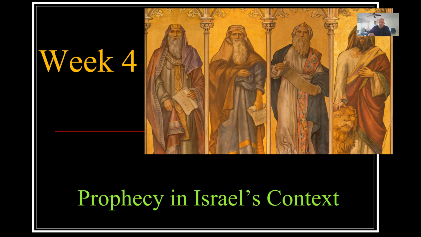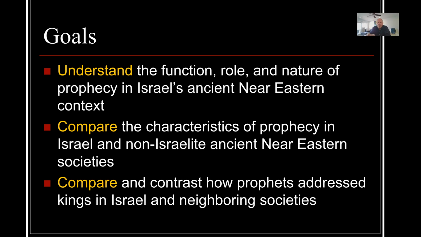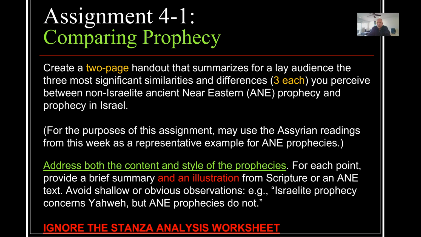Now, week 4, we looked at prophecy in Israel's context, and we were to understand the function, role, and nature of prophecy in the ancient Near East, compare the characteristics of prophecy in Israel and non-Israelite ancient Near Eastern societies, and compare and contrast how prophets addressed kings in Israel. And that last part was central to the way you answered many of these questions. So everyone did very well. They were fairly straightforward assignments.